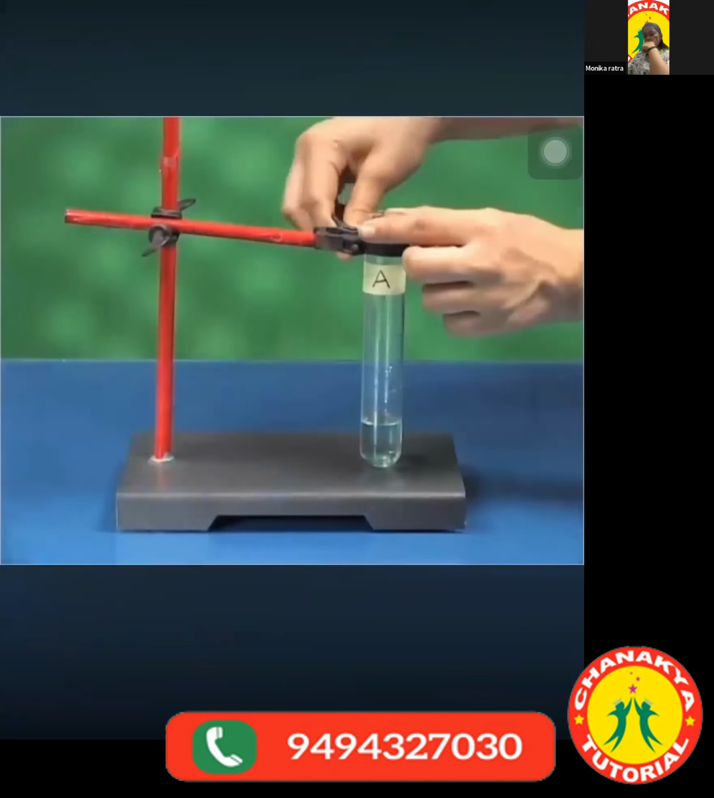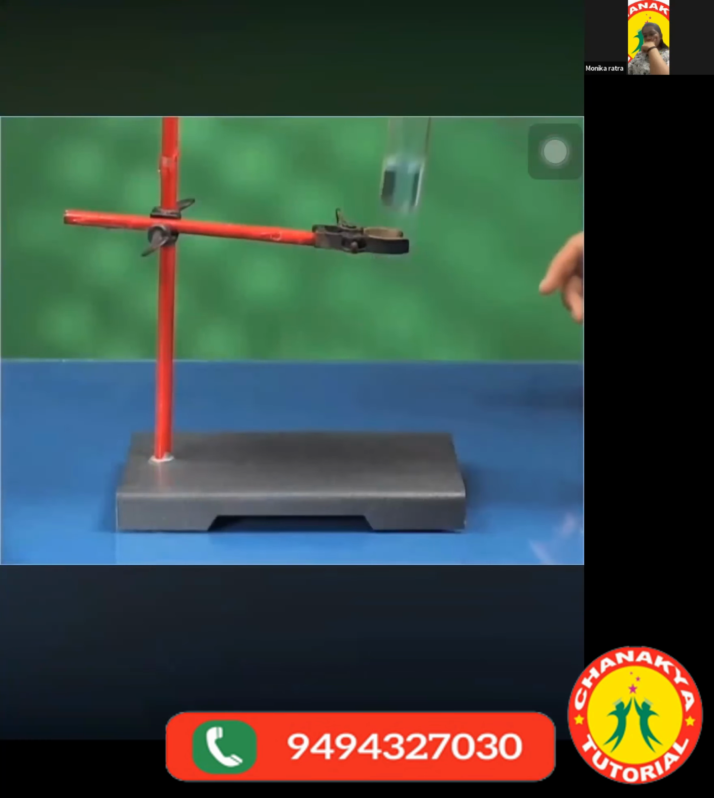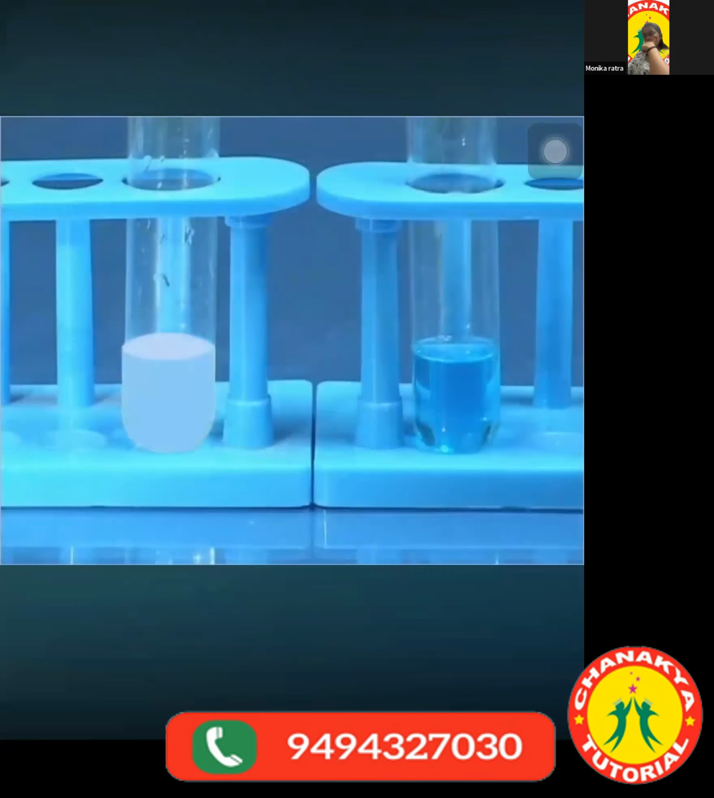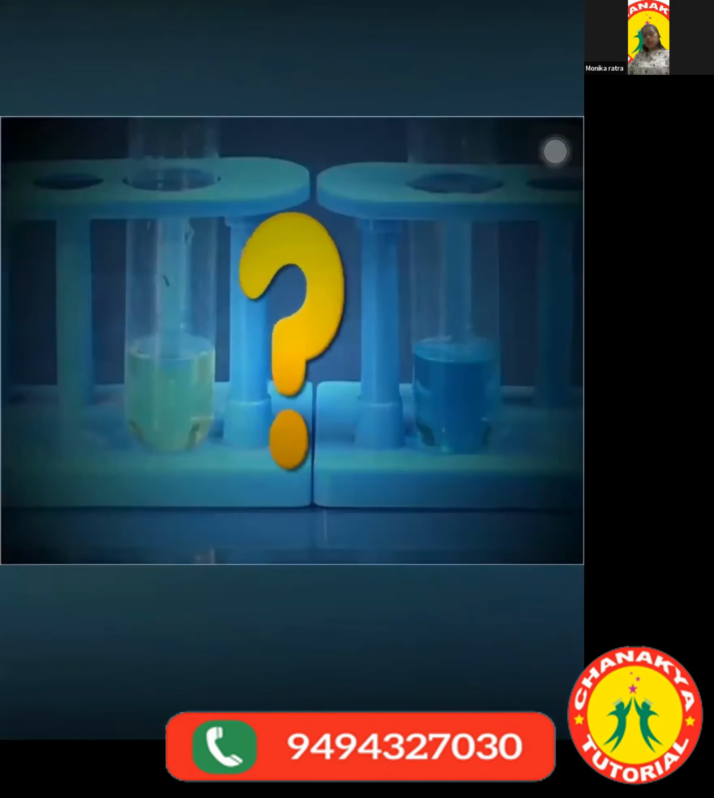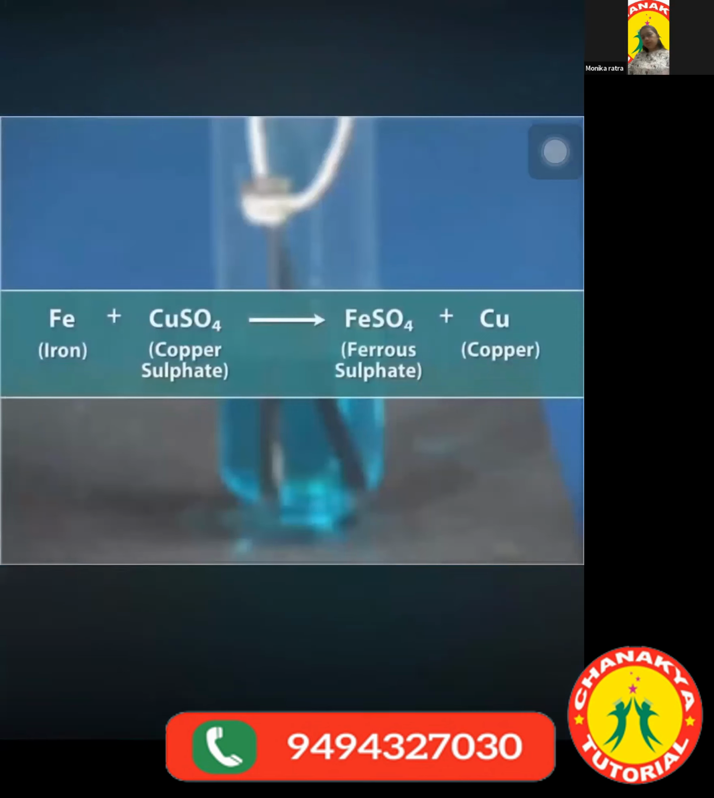Now, take out the test tube A from the clamp stand and keep it beside test tube B for comparison. On comparing both the solutions, you will find that the original deep blue color of the copper sulfate solution has faded away. What is the reason behind these changes? When iron nails are dipped in copper sulfate solution, the iron metal reacts with copper sulfate, which results in the formation of ferrous sulfate and copper metal.